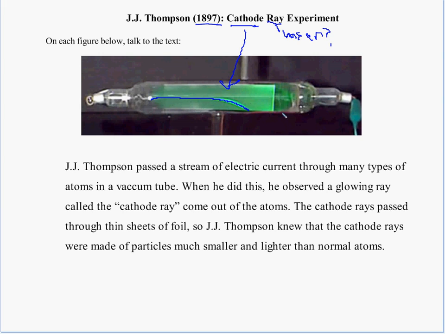And then, I mean, it's curving, so that's important. I don't know what else I can learn from just the figure. So, all right. So J.J. Thomson passed a stream of electric current, so electricity, through many types of atoms in a vacuum tube.